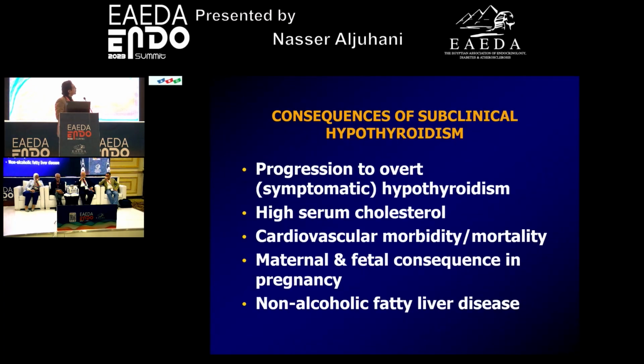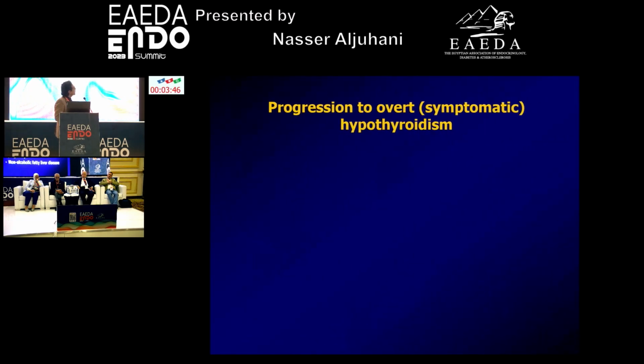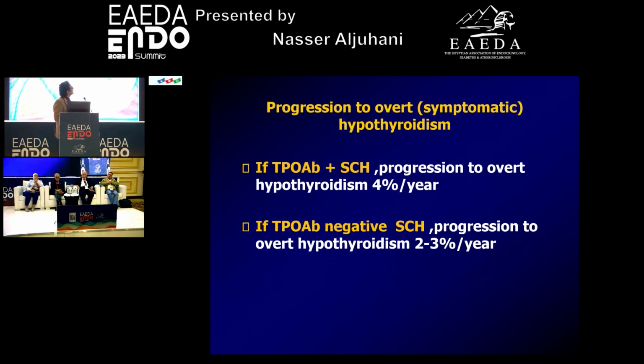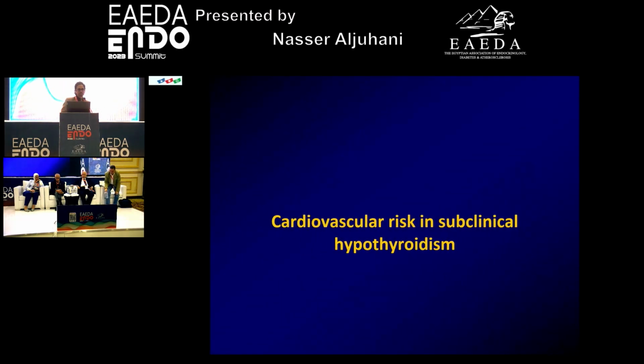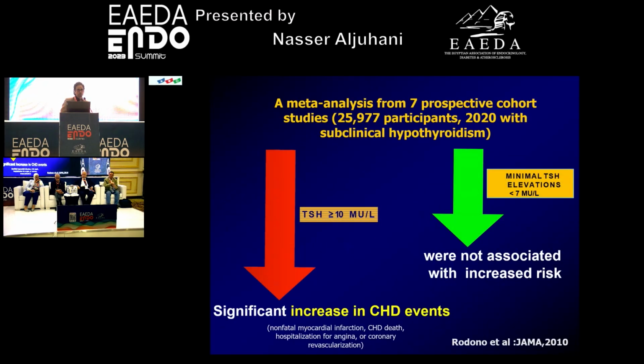Consequences: you can have progression to overt hypothyroidism, high serum cholesterol, cardiovascular morbidity, maternal and fetal consequences in pregnancy, and non-alcoholic fatty liver. If the antithyroid peroxidase antibody is positive, the progression is 4% per year. If negative, 2 to 3%. So if you have antibody positive, the progression is more.